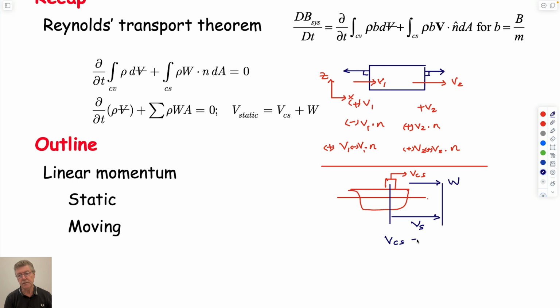Velocity of the control surface is equal to velocity static minus W. We were getting the velocity of the control surface, and then static velocity. If there's no water coming out of the thing, then it was the velocity of the static motion. If this was moving at the velocity of the control surface, then this ejection of water had to be 0. It was absorbed in the motion.